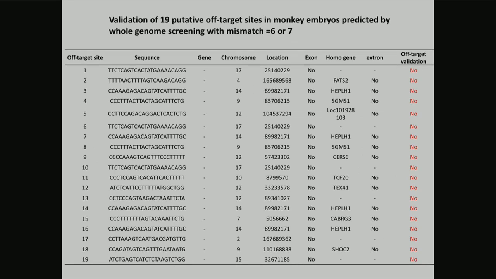And here is the monkey result. We actually extended the mismatch to 7 mismatches, so we get more putative off-targets. Then one by one, with the parents and also the embryo, we do Sanger sequencing. If an off-target was observed in the parents or control embryos, we see this is not real. And the result is none of the off-targets are real. They are all false positives. We can always see them in the parents or in the control embryos.